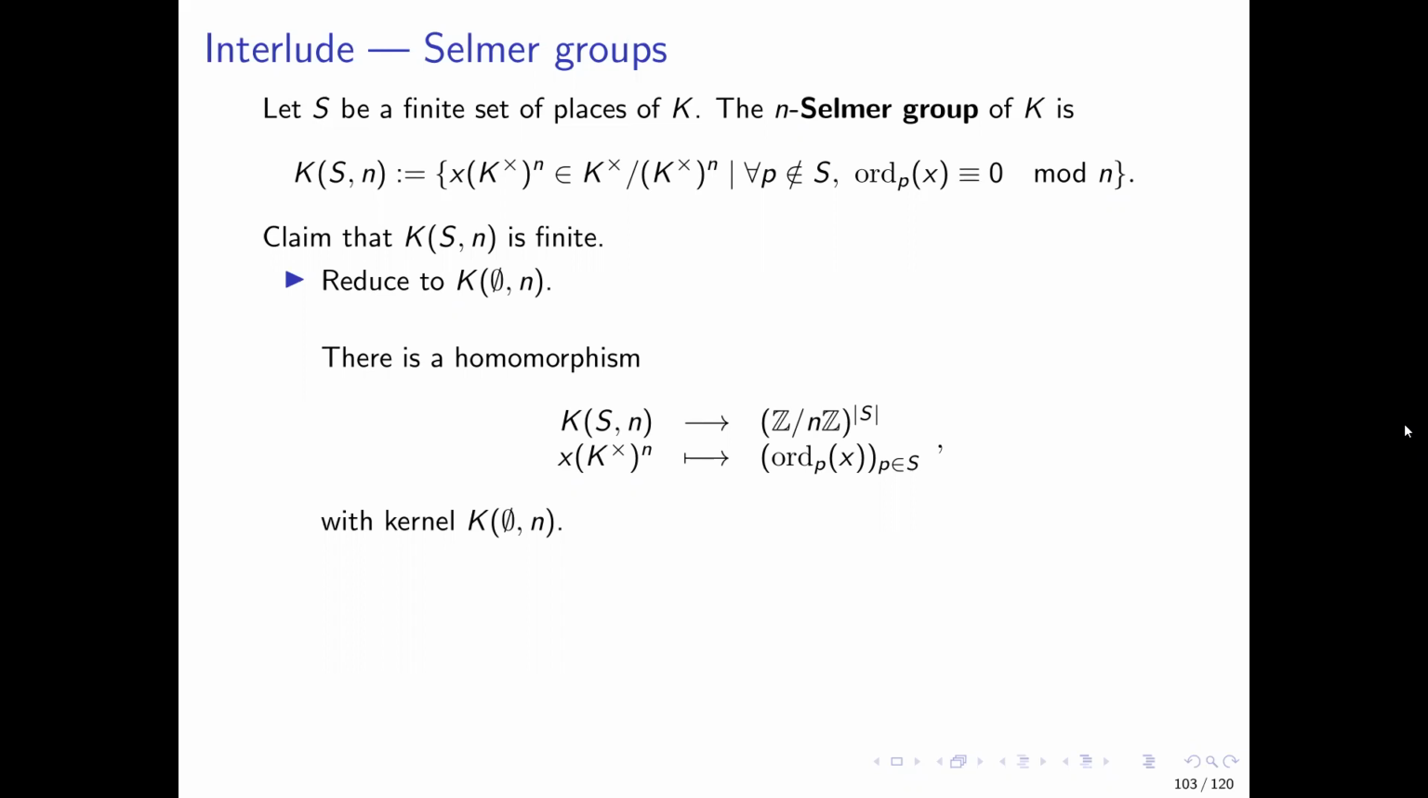Okay, so what's the kernel of this map? Well, everything not in S is already 0, and now I'm setting everything in S to be 0. So that's exactly K_∅. Again, if I know that this thing is finite, this thing is clearly finite, then I know this thing is finite. So I have this equivalence.